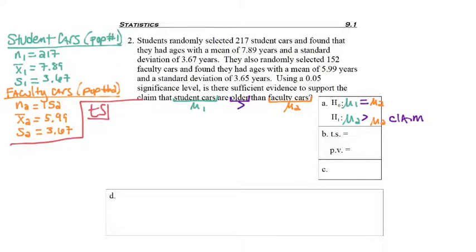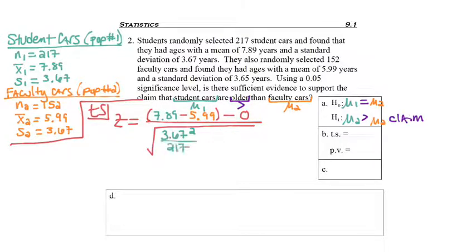So we're ready to find our test statistic. So we start off with Z equals, and remember the first part of the formula takes X bar 1. So we need to start with 7.89, then we're going to subtract X bar 2, 5.99. Next we subtract the population differences, and if they're equal, the difference of two equal numbers is always 0. Dividing by the error, we start with, in our case, S1 squared, so 3.67 squared divided by the sample size, and then add S2 squared divided by the sample size.